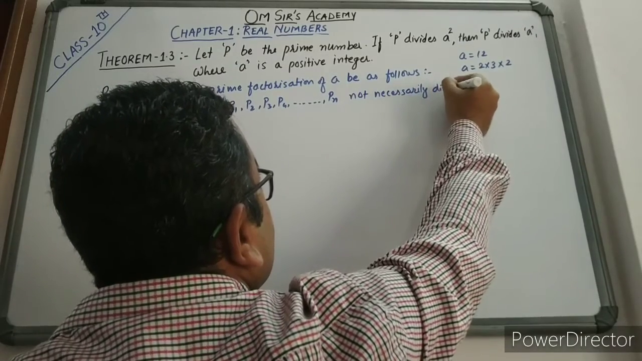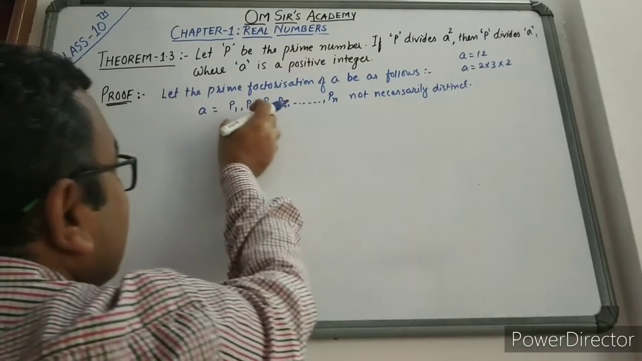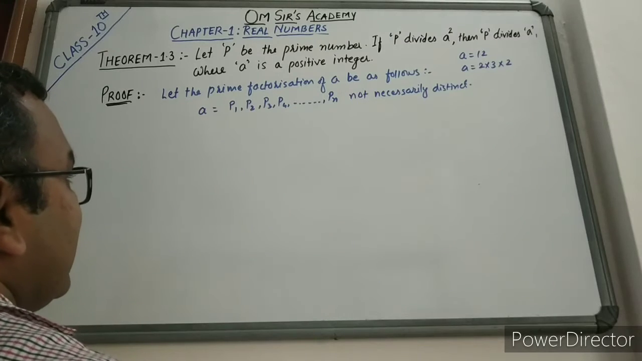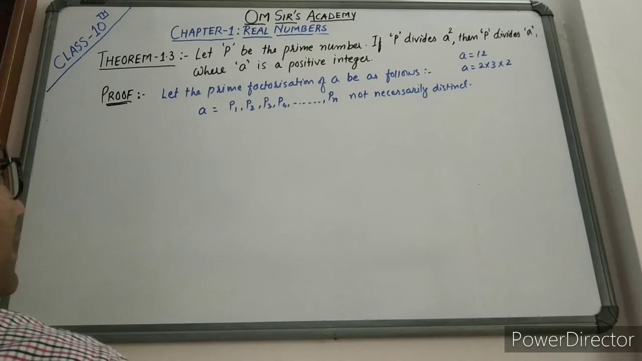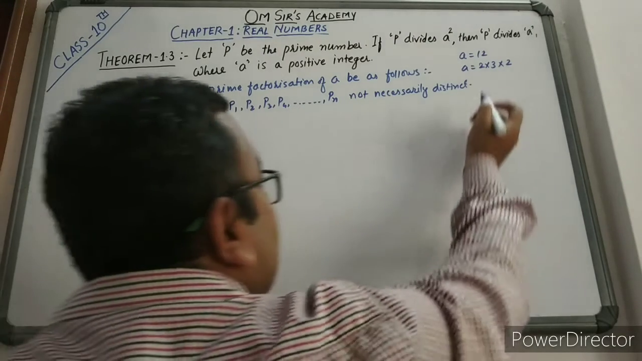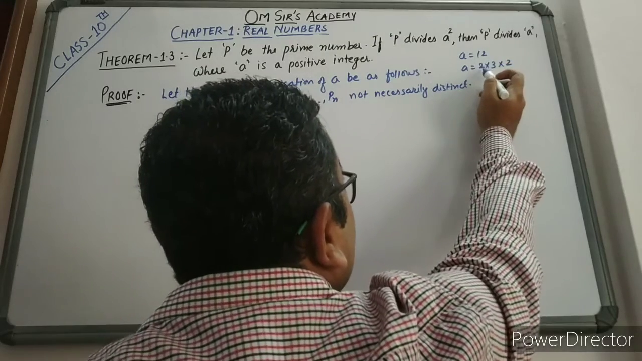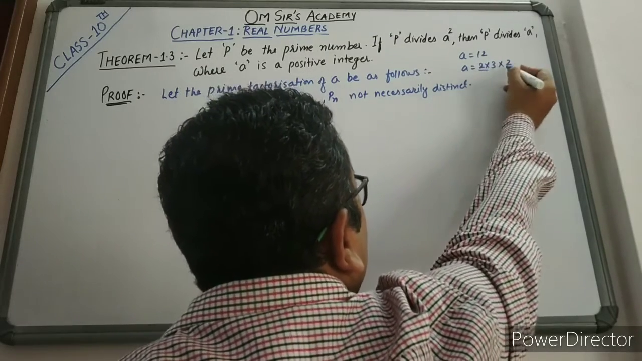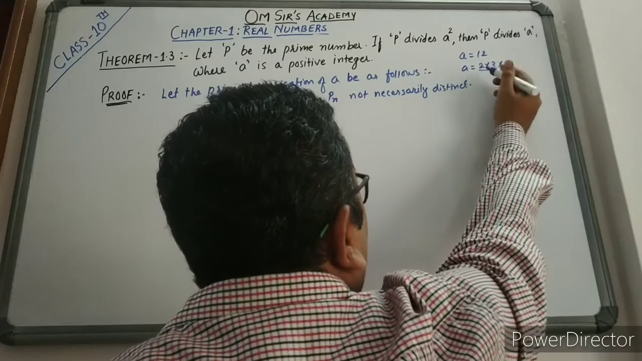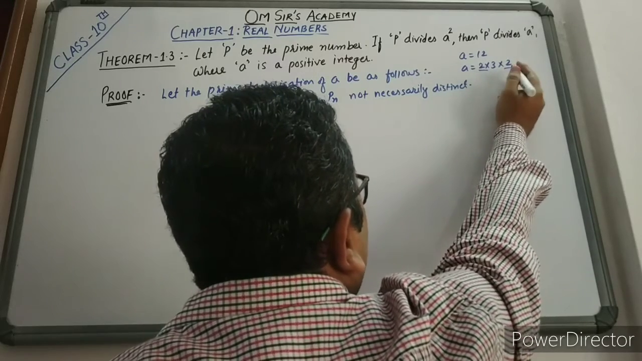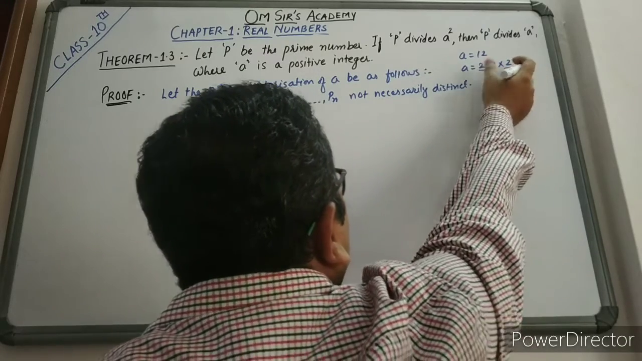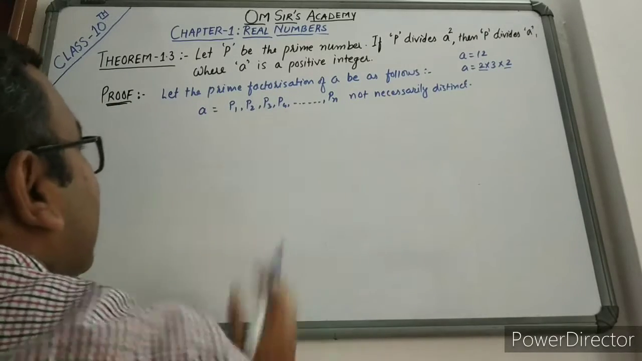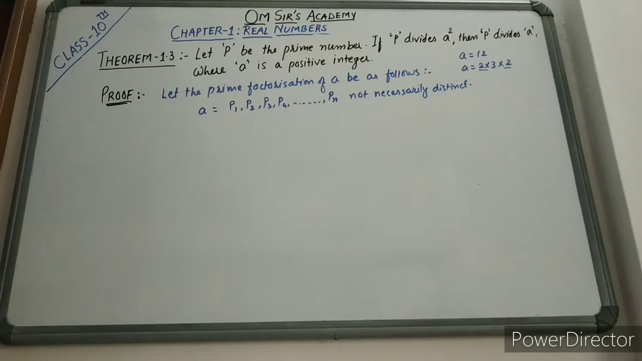Not necessarily distinct. It means, friends, that all the prime factors of a are not necessarily distinct. Like for example, here 12 is there, so the prime factors of 12 were 2 repeated 2 times. So all these 3 prime factors were not distinct. These 2 were similar. So the prime factors are not necessarily distinct.